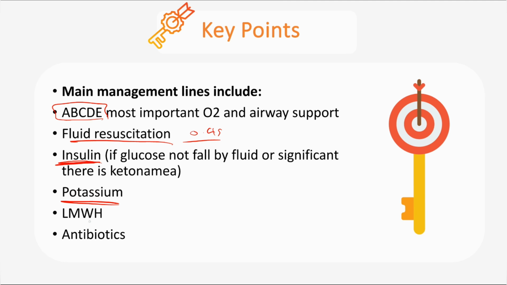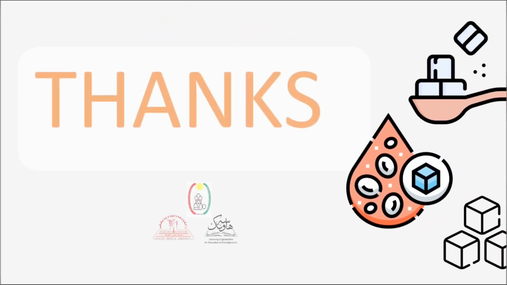Potassium, same as DKA. Low molecular weight heparin: most of the patients, because of hyperosmolarity, have increased risk of thromboembolism, so you give prophylactic low molecular weight heparin, and also antibiotics if there is suspicion of infection.